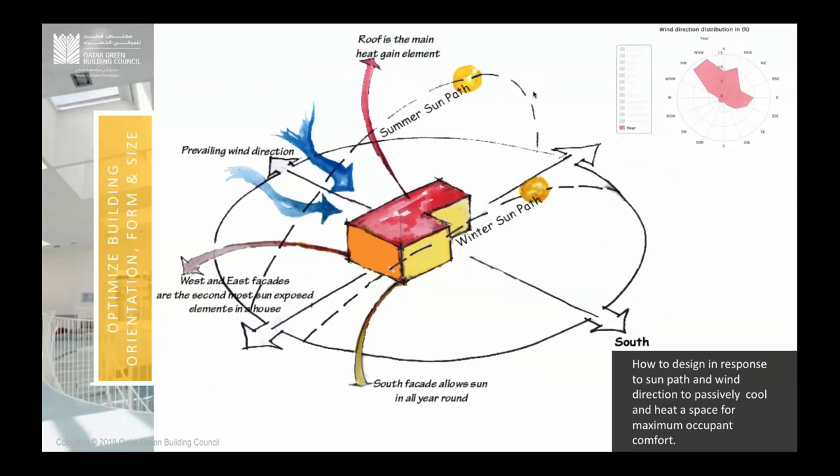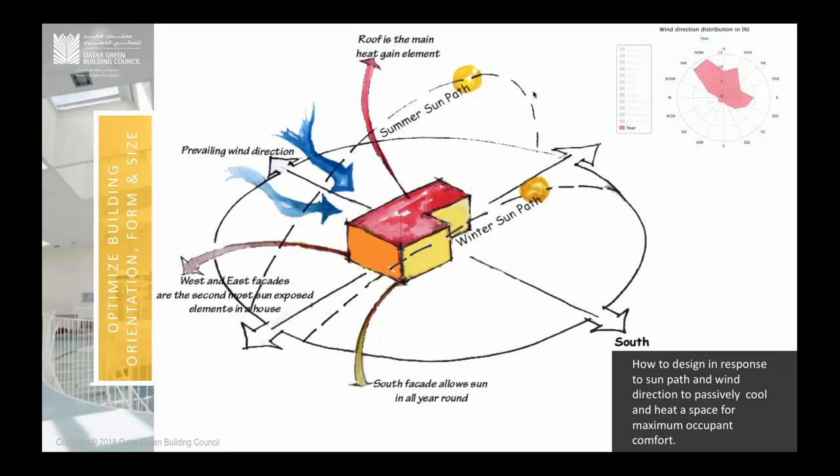Then from optimizing your building, all of this is the heart or the core of doing a passive design. How do we shape our building? How do we respect the location? And how do we understand our orientation from there? From form and size and orientation all together, how to design a response to sun path and wind paths and wind directions. First, to maximize your occupant comfort, how to passively cool and heat the spaces, and make use of the available resources or energy there from the sun.